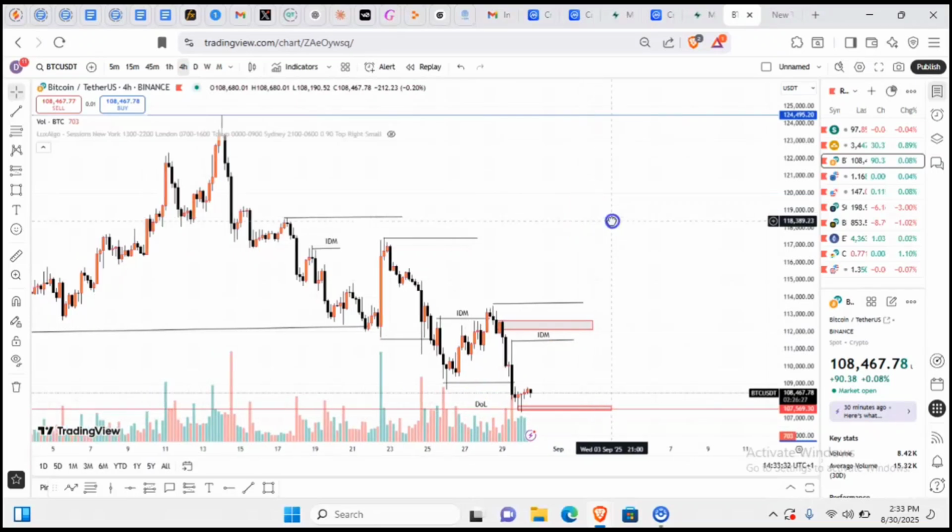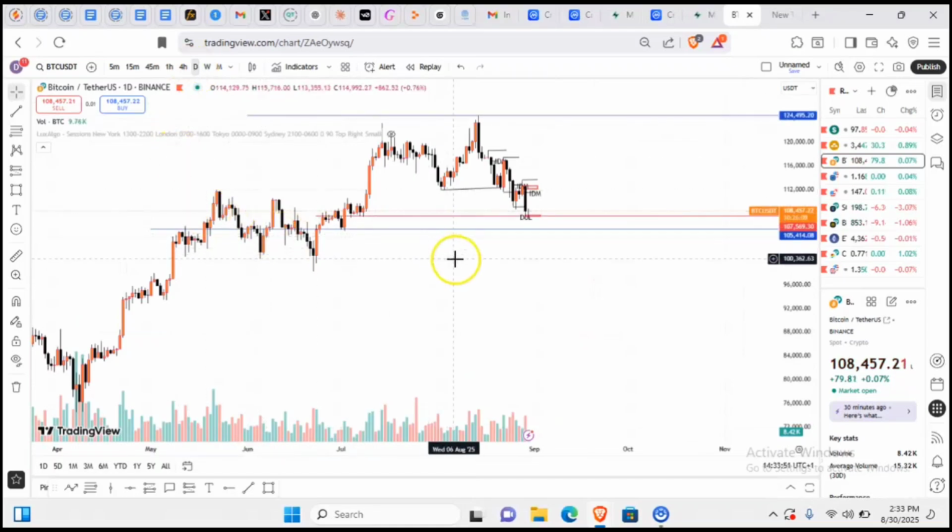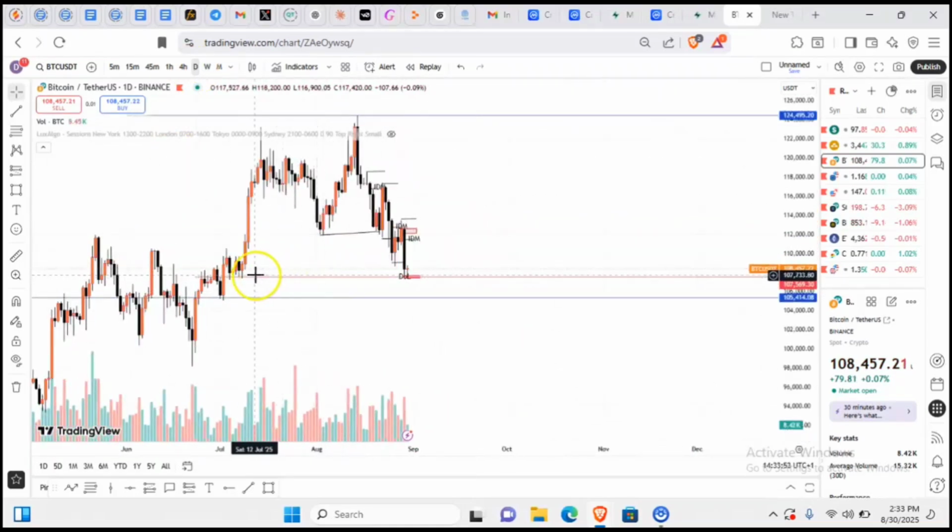Okay, so what's my take on this? How do I see price, and what do I want to do next on this Bitcoin chart if I'm to take a Bitcoin trade? Okay, so I come back to the daily time frame, and we understand that this is an equal low on the weekly time frame.